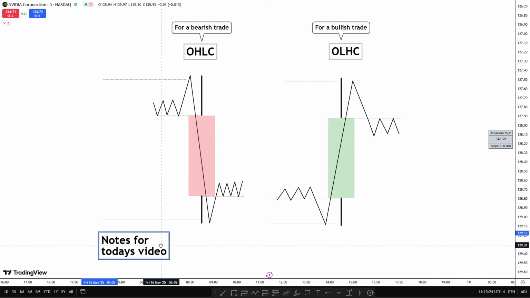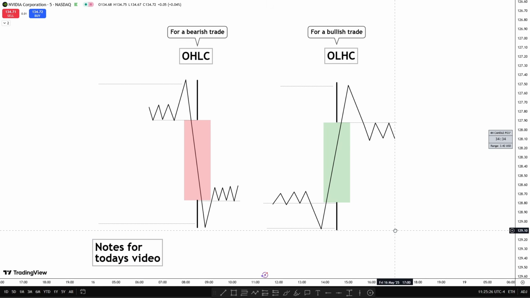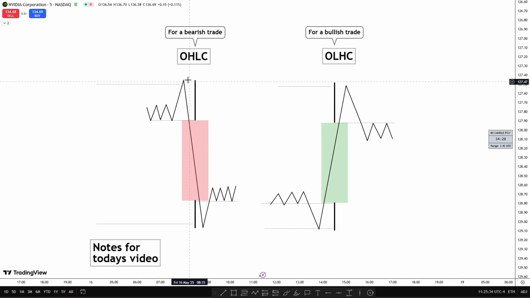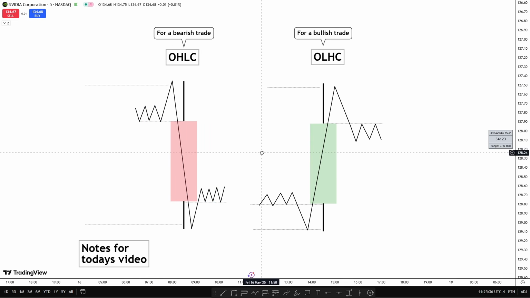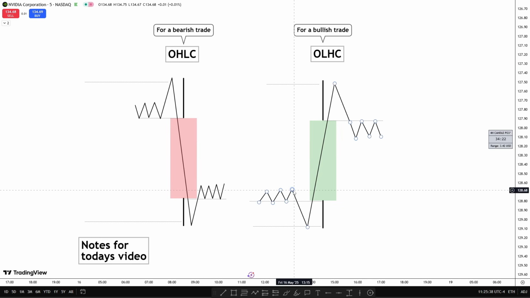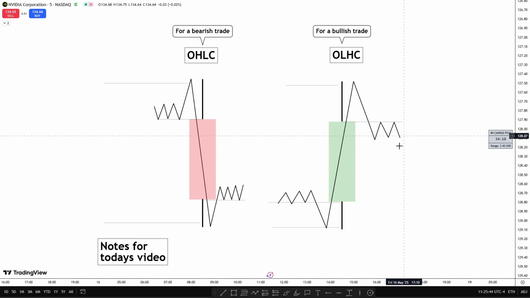So your notes for today's video, I'd advise noting down, if you're looking for a bearish trade, try find the manipulation higher for your lower trade if you're trading through this manipulation, and if you're looking for a bullish trade, try wait for your move lower before your move higher. And that is basically the basics of trading using these concepts.